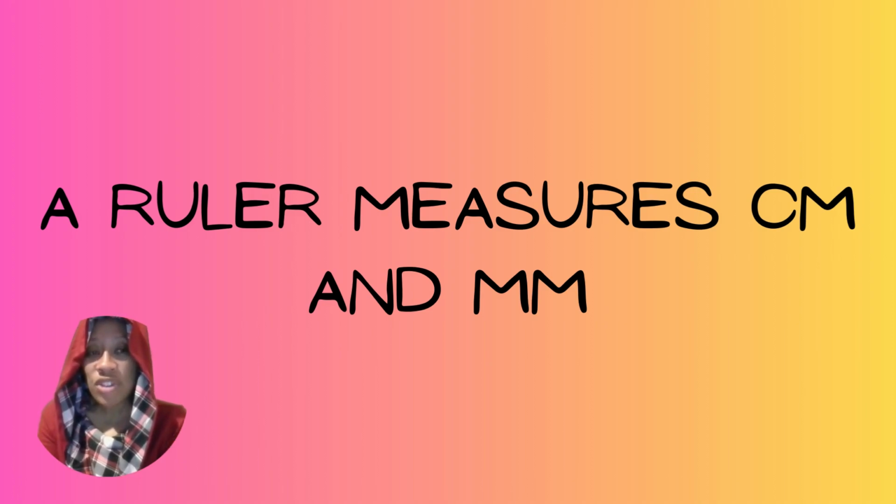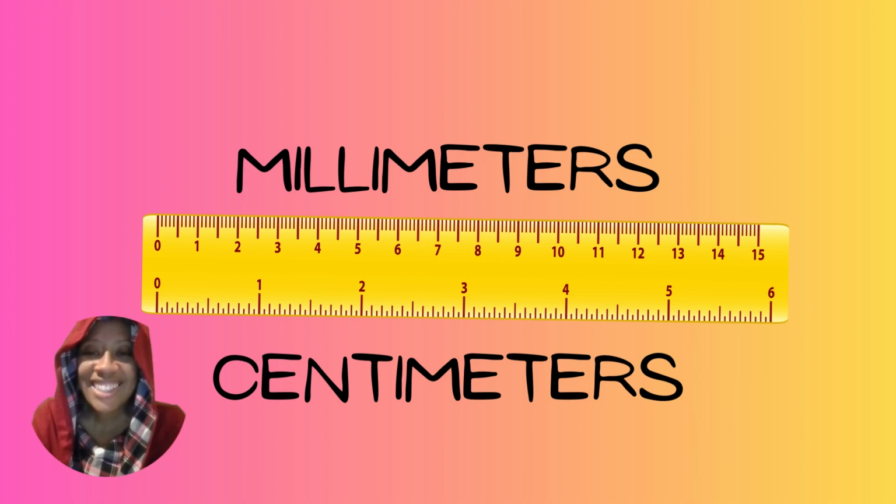A ruler measures centimeters and millimeters. Centimeters, which is sometimes abbreviated cm, and millimeters, which is sometimes abbreviated mm, is what our ruler measures. Let's see what that looks like.